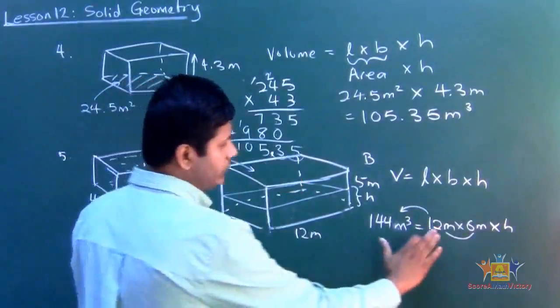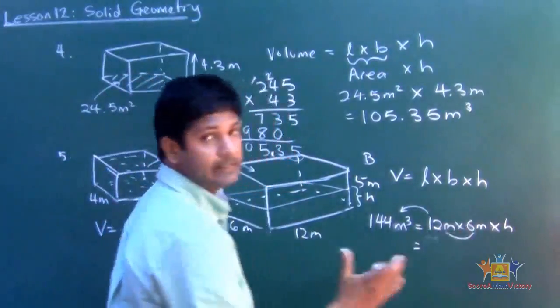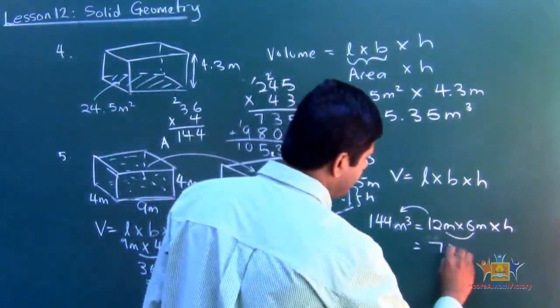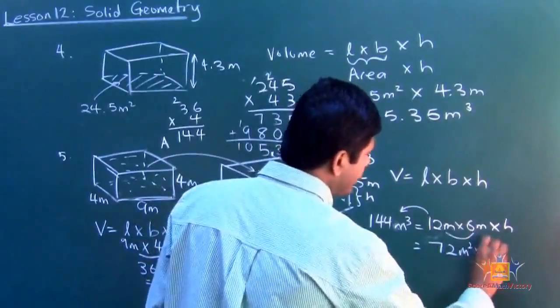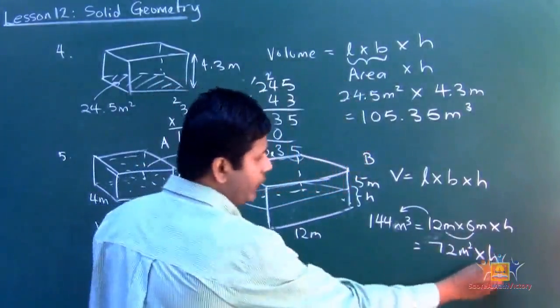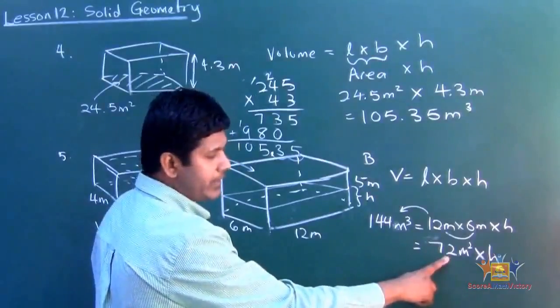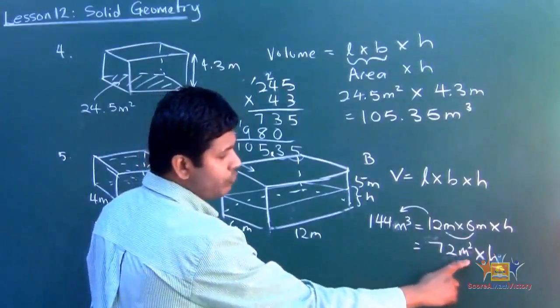Alright, so we're going to times it. 12 meters with 6 meters. So 12 times 6 is 72. Okay, 72 meters squared times height. But we're looking for h. So 72 meters squared times height.